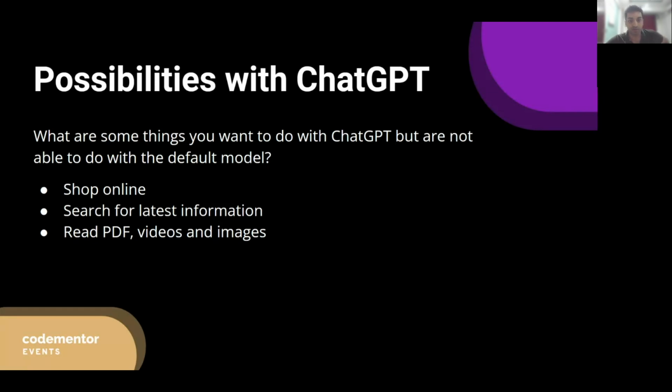Well, these are some of the things that most people wanted to do. You want to search for the latest information. ChatGPT by default only has information till September 2021, I think. It cannot search for the latest information that is happening. It can also not shop online for you. It cannot read PDFs, videos, images, and it cannot do a lot of things that you want it to do. So that's where plugins come into the picture.